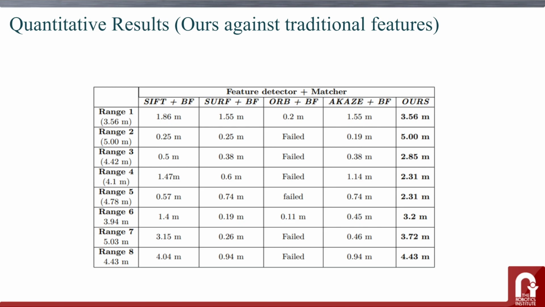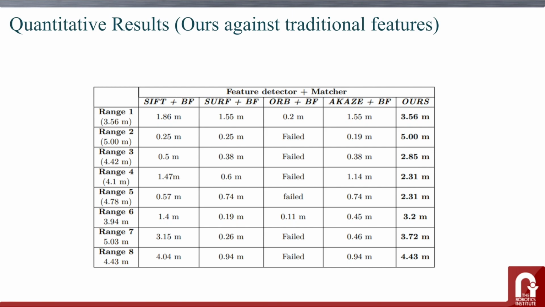For our quantitative metric, we use the maximum distance mapped metric, which we define as the maximum distance that a SLAM system was able to map before a failure occurred. Failures can be due to reasons such as erroneous matches or a small number of detected features. In this table, we show the maximum distance mapped in meters that was achieved with each method. Each row corresponds to a range. The first 4 columns show the results with traditional features, and the last column shows the results with our system.